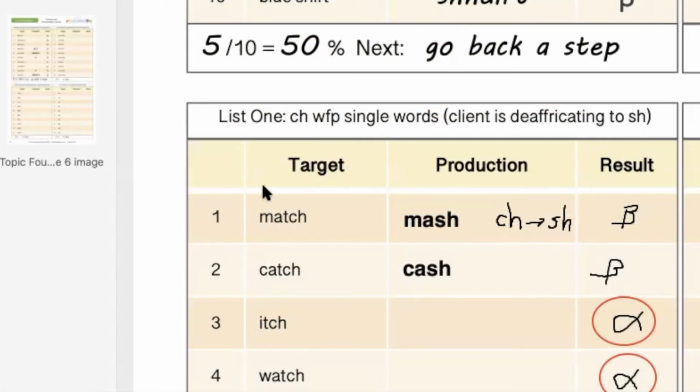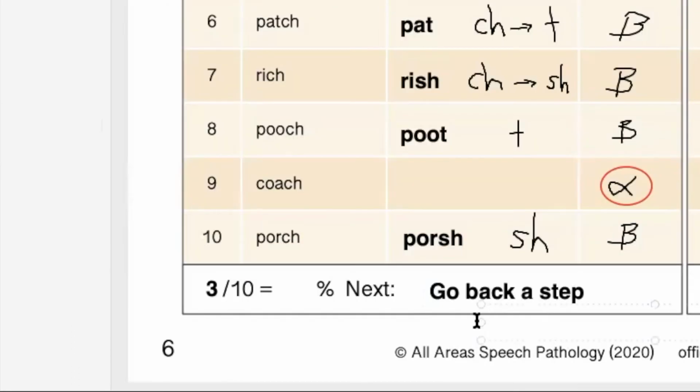If we're going to go back a step, at the moment we've got ch in word final position. So what would be a step that we could go back to? We might go back to just saying ch on its own, or saying ch in nonsense syllables. So for example, we might be saying something like arch, ooch, or just ch, and that might be an easier step. Get the idea?